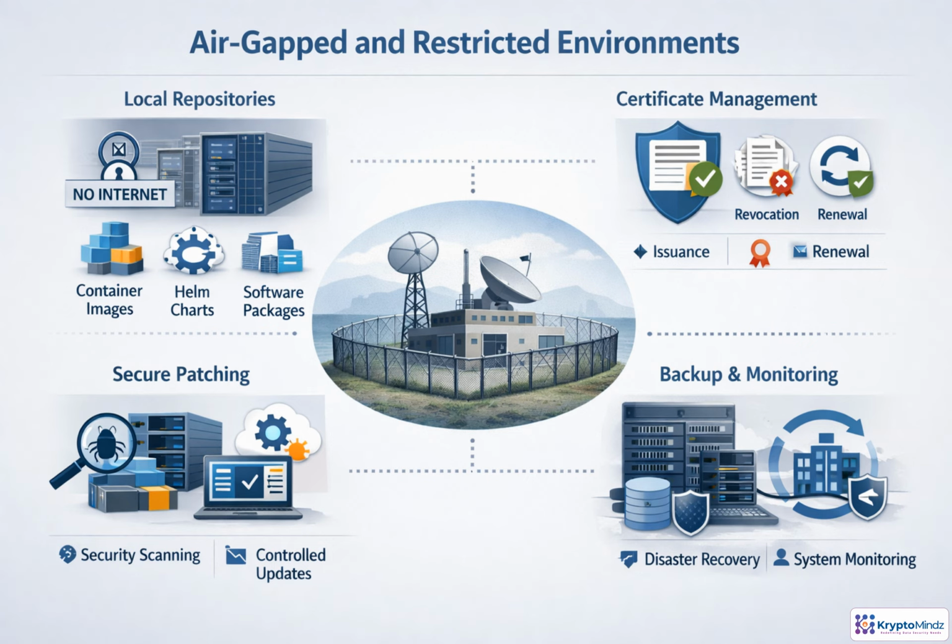Restricted Fabric environments change one major assumption. Nothing should depend on direct internet access. Every artifact needs a trusted path. Acquire it, scan it, approve it, import it, and deploy it from internal repositories. Certificates need the same independence, with internal issuance, revocation, and renewal. Patching becomes a governance process, not a download. Backup, monitoring, and recovery must also work when cloud services are unavailable. Watch closely for dependency drift and expired certificates.